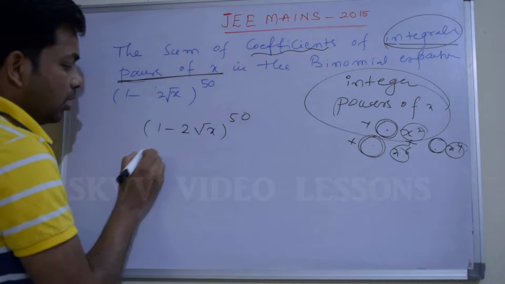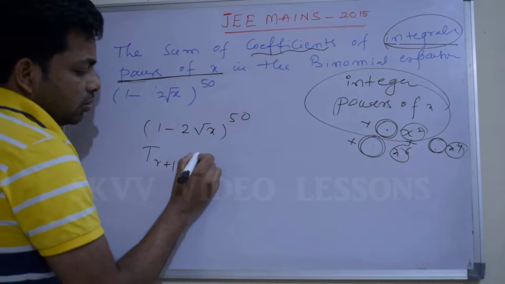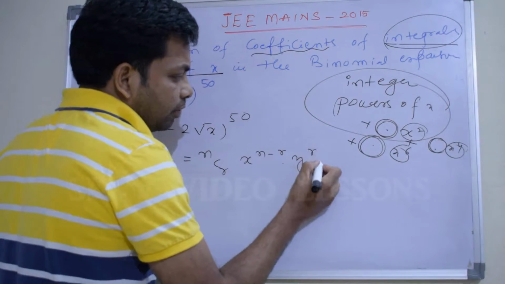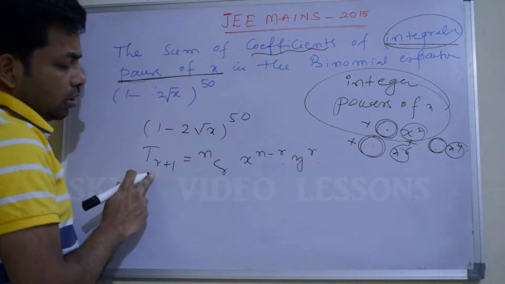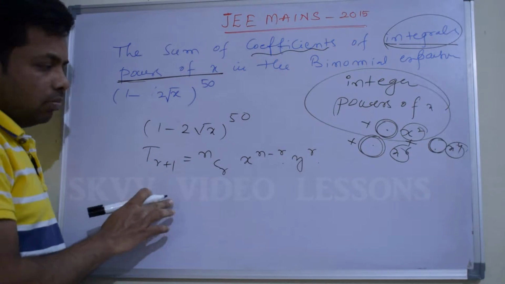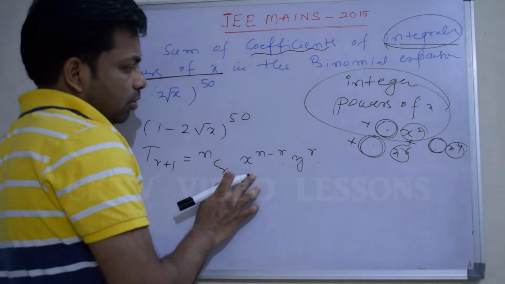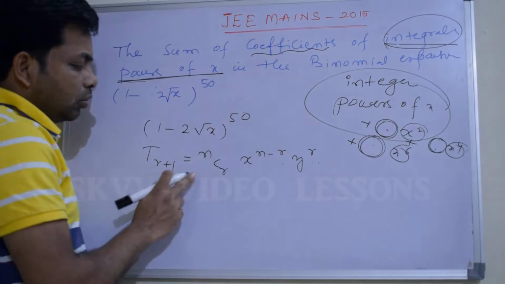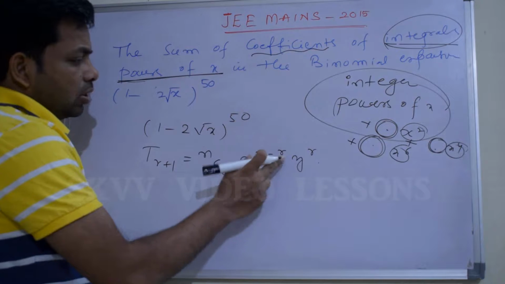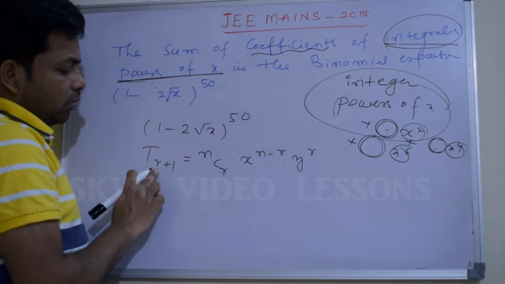What is the general term formula? T(r+1) = nCr x^(n−r) y^r. So this is the formula for the general term in the binomial theorem. So what is the n value here? 50. What is the n value? 50. What is r? Let it be r, because it is the general term.